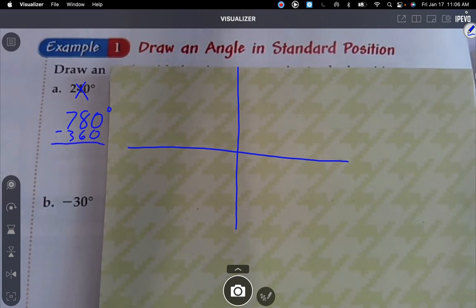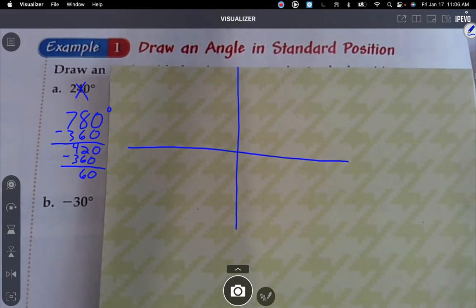What's that going to be? You're going to go around more before. That's going to be 420. So what do I need to do again? Minus 360. I need to take another loop around, because these numbers are too big. I need to be between 0 and 360. Does everybody understand that? So what is 420 minus 360? It's 60, a positive 60.